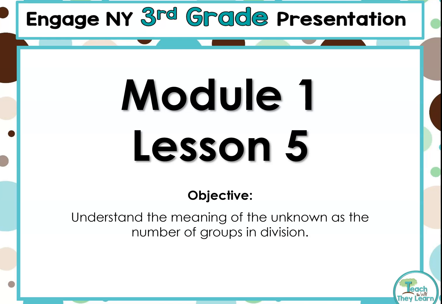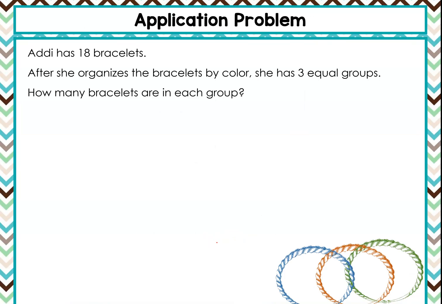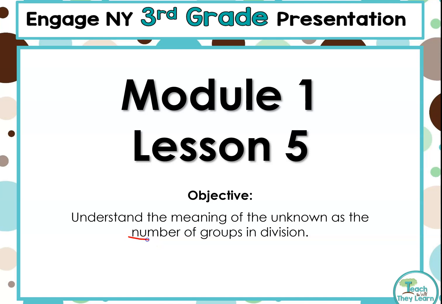Hi everyone, today we are going to be learning Module 1, Lesson 5. The objective for today's lesson, or what we're wanting to be able to do by the end, is to understand the meaning of the unknown as the number of groups in division. So yesterday in lesson 4, we were focusing on the size of the group. Today we're focusing on the number of groups.